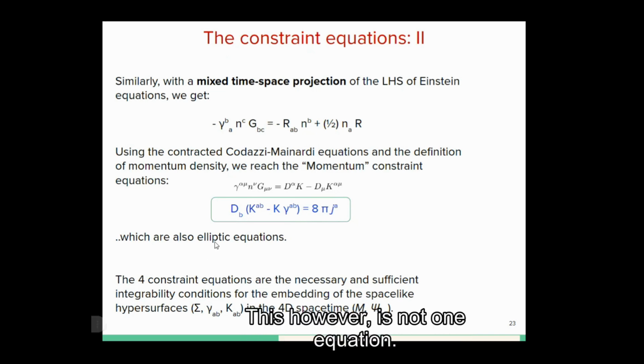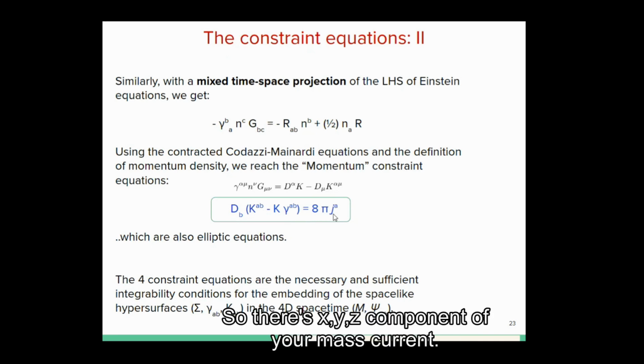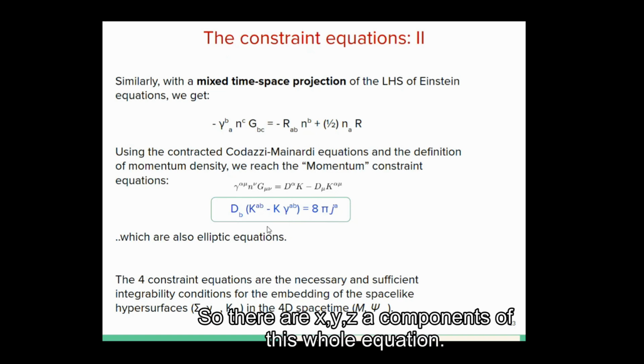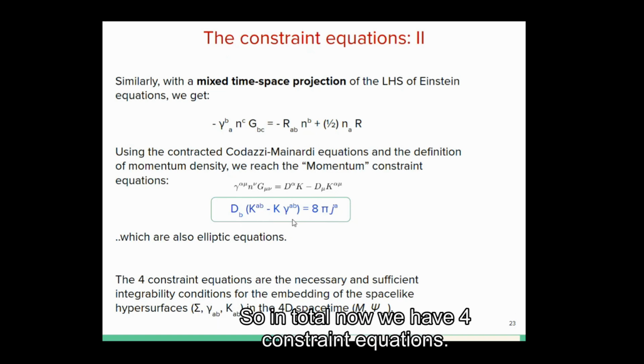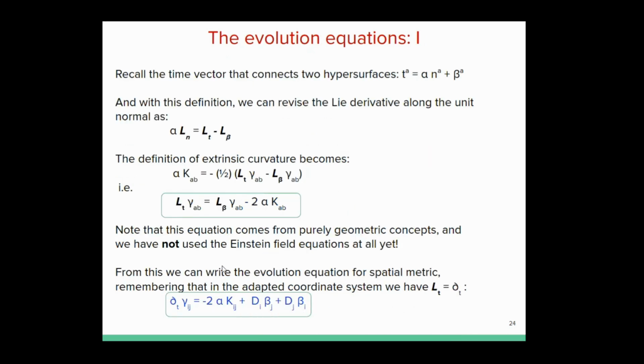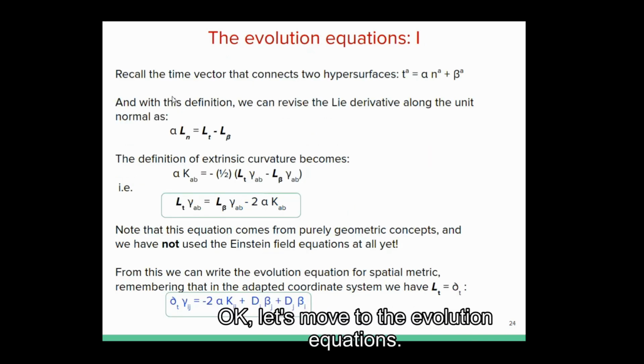This, however, is not one equation. This is actually three equations, right? So there are x, y, z components of your mass current, so there are x, y, z components of this full equation. So in total, now we have four constraint equations. Okay, let's move to the evolution equations.